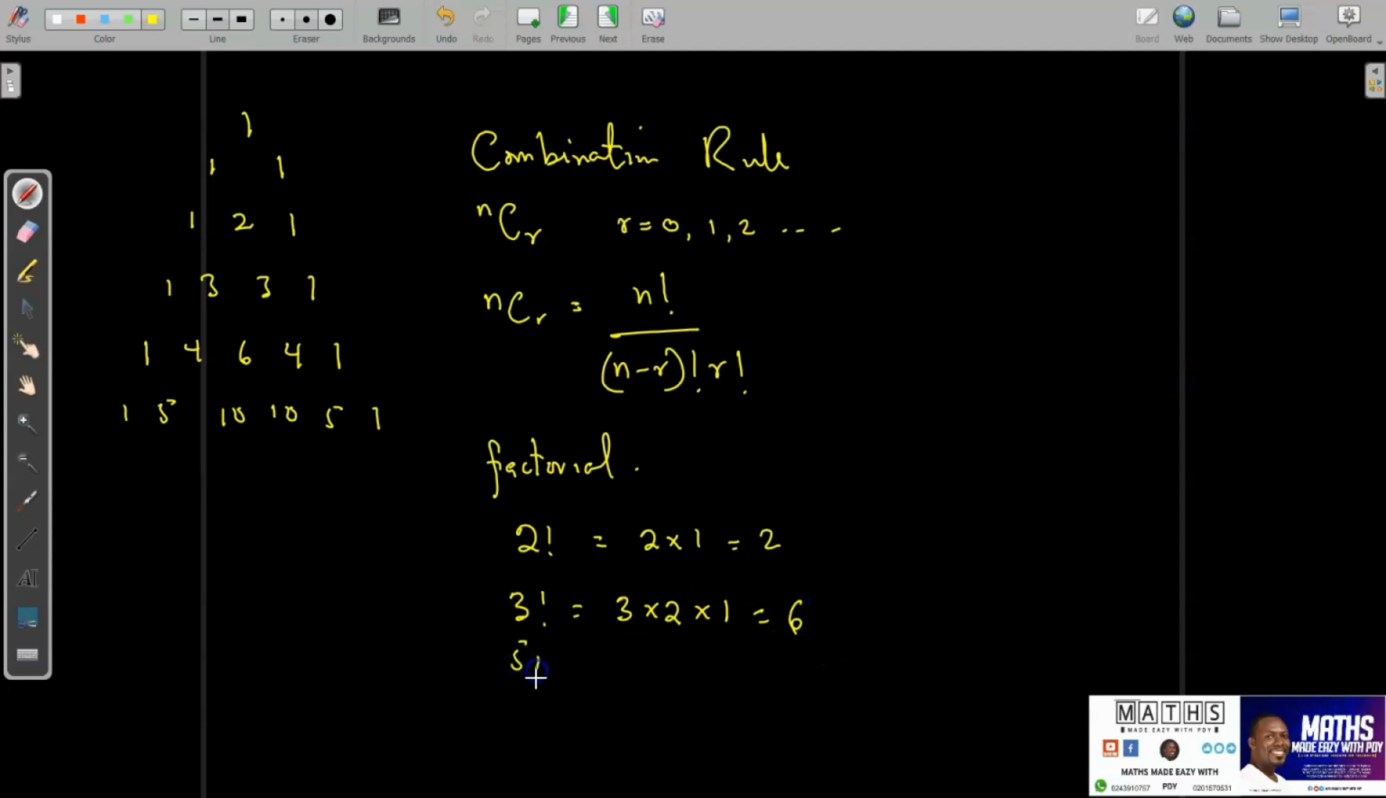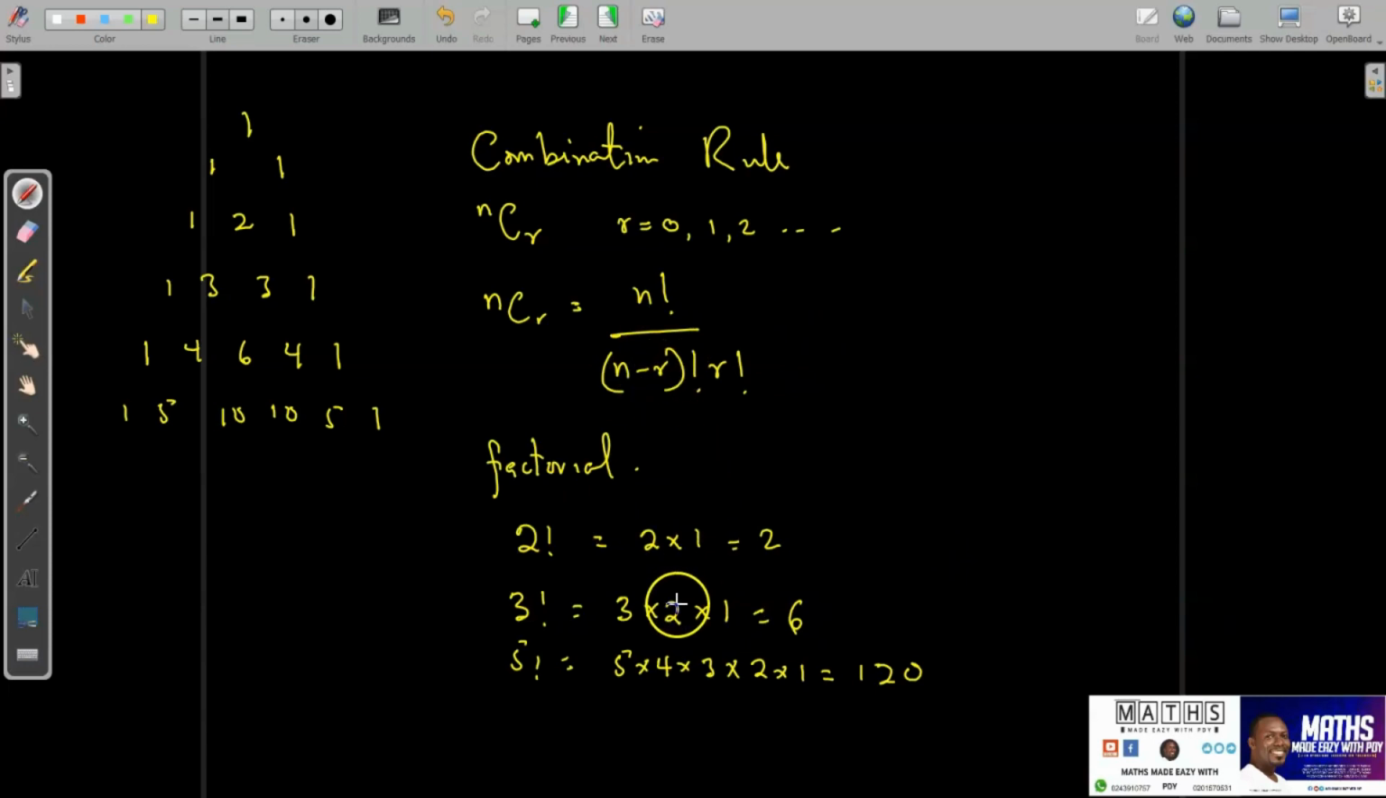When it comes to 5 factorial, what do you think it's going to be? The positive counting numbers in 5: we have 5 times 4, 4 times 3, then 2, then 1. So 5 times 4 is 20, 20 times 3 is 60, 60 times 2 is 120. So 5 factorial is 120. Are you following what I'm doing carefully? Yes, sir.